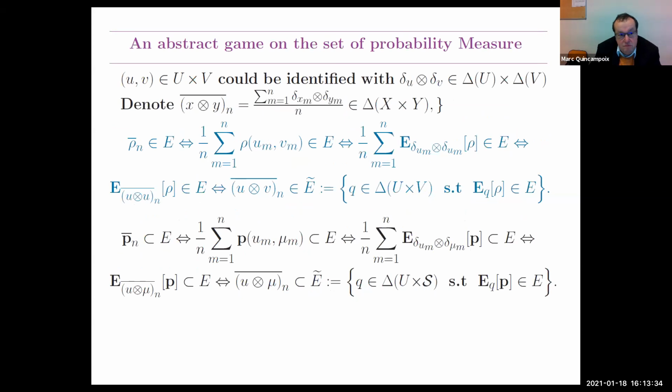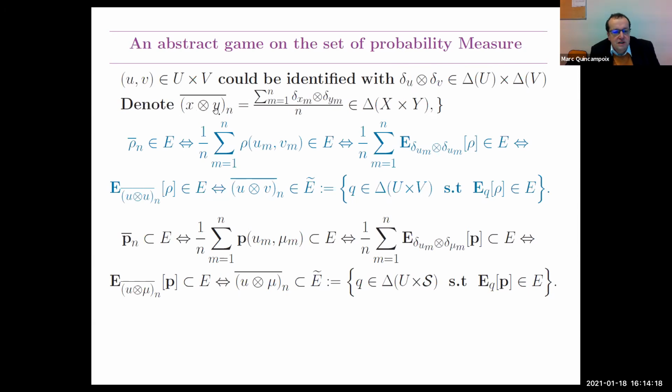Let's explain how. So I will first identify the actions in U and V with a product of two Dirac measures, delta U and delta V. So you see, you make an abstraction. U is a simplex of actions, and so you consider the probability measure on the simplex. So clearly, when you have two points in U and V, it is identified as the product of two measures which are Dirac masses. Okay.